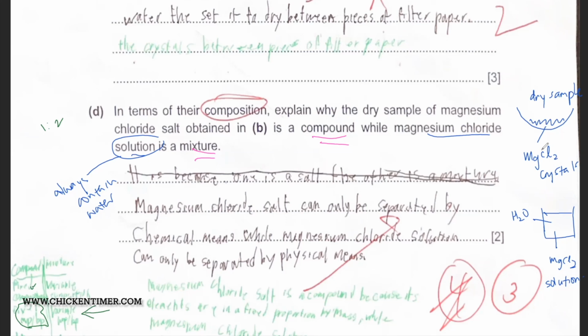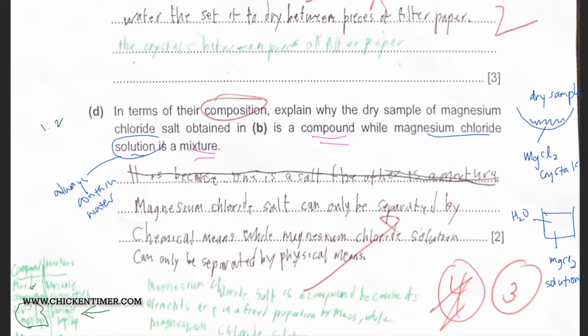For magnesium chloride solution, it may not be the same case because of the addition of water, so it no longer becomes a solid. In that case, you can separate it physically, by filtration and so on. Then after that, you'll get the properties of water on its own, and the properties of magnesium chloride on its own again. So we should come up with a clearer table for compound and mixture.